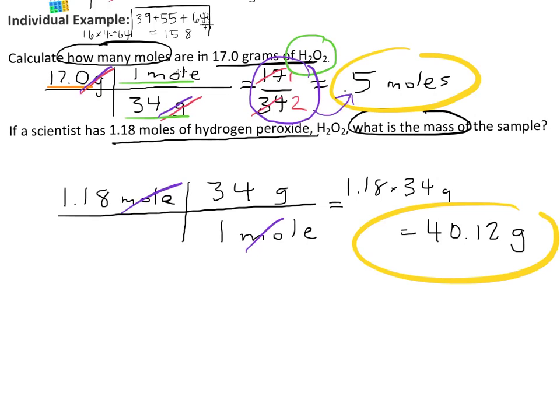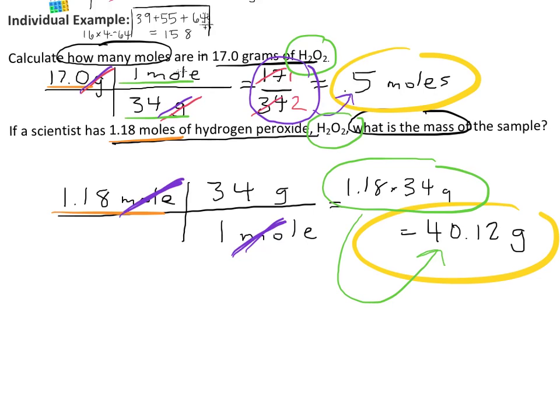Number two, we also took our known value of 1.18 moles, and we put that in the upper left-hand corner. And we multiplied that this time, since we wanted to cancel our moles, by 34 grams, which again was the molar mass of H2O2, over 1 mole. And when our moles cancel, we were just left with 1.18 times 34 grams, which gave us a final answer of about 40 grams.